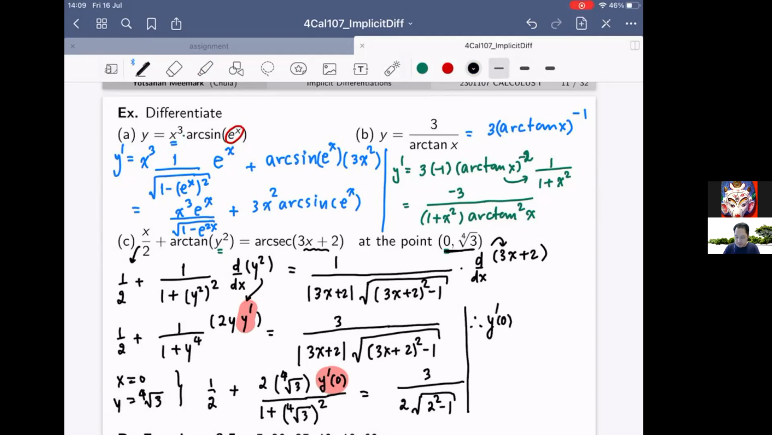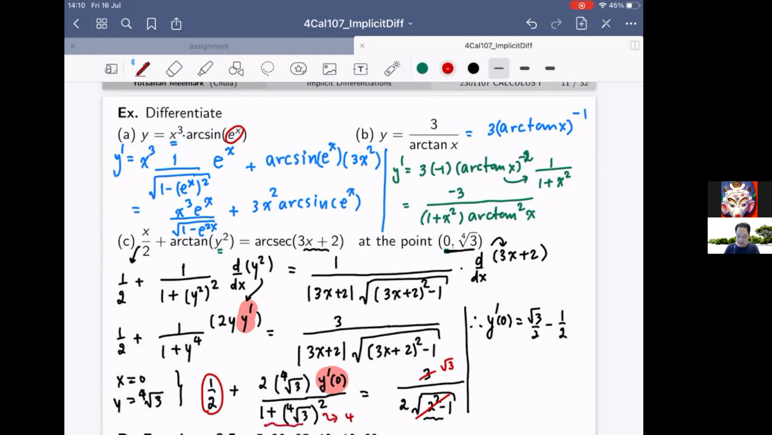So your y prime at 0 is simply what? This is square root of 3, right? So this one cancels with that one. So you have square root of 3 over 2, and then subtract by 1 over 2. So you have this one minus 1 over 2. And then here we have what? At the bottom, you got 1 and 3, so you have 4, right?